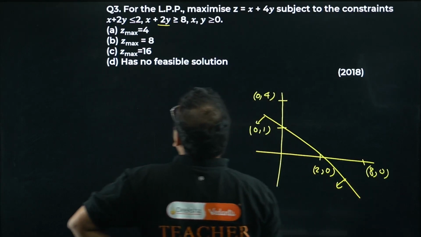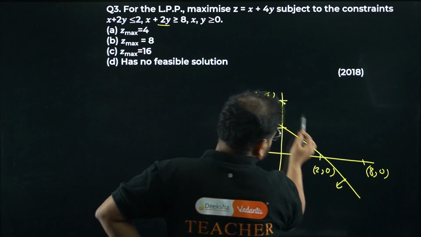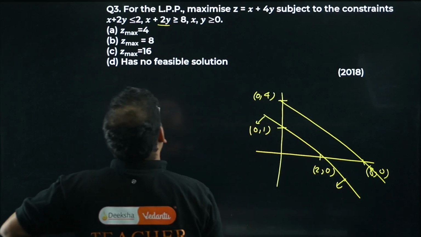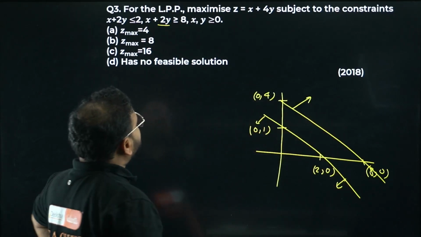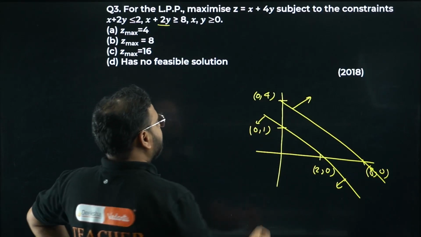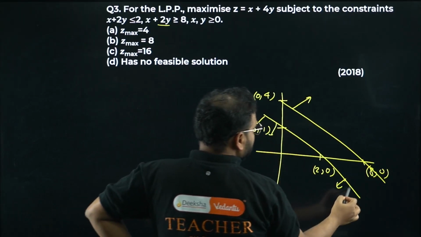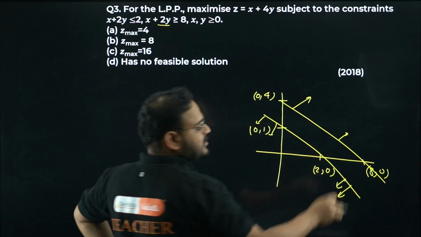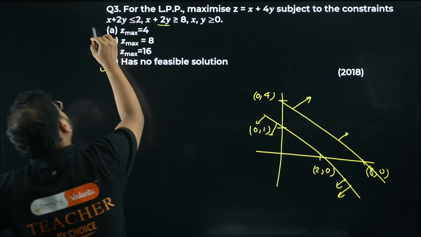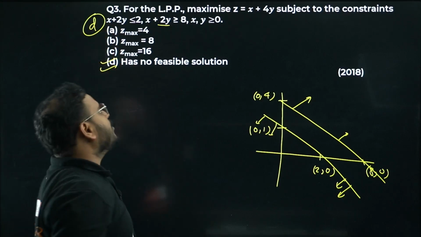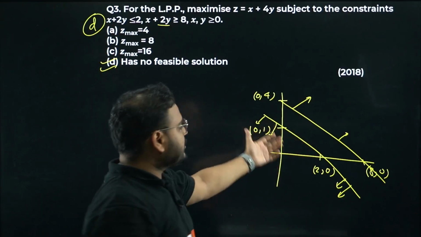These are parallel lines, of course. They're saying more than, it means this side. So do we have any feasible solution for this? No, we don't, because this is giving me below and this is giving me above. It means there's no intersection of these two constraints. Of course, it has no feasible solution. You don't have to draw it, I just wanted to explain.